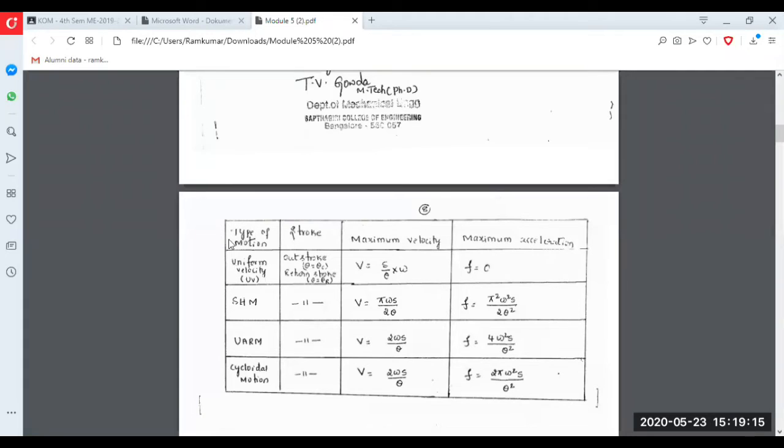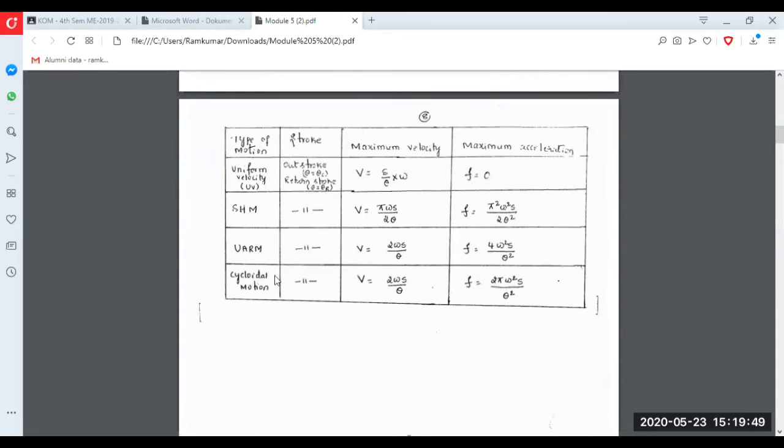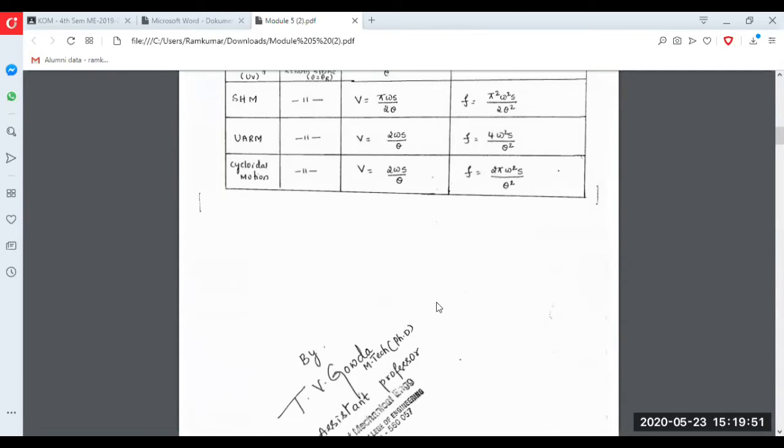So what type of motion can the follower have? For example, uniform velocity. If the cam is moving with uniform velocity, the outward stroke and return stroke angles are called theta naught and theta r. You have to remember the maximum velocity and maximum acceleration. Similarly for simple harmonic motion, you have to remember the lift, velocity and acceleration. Likewise for uniform acceleration and retardation motion, and finally for cycloidal motion.